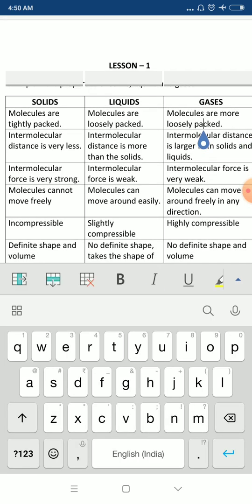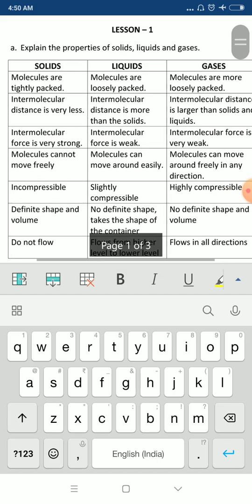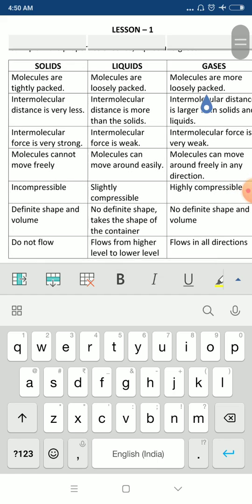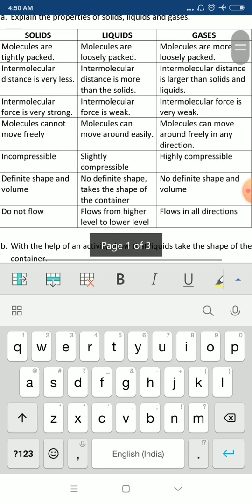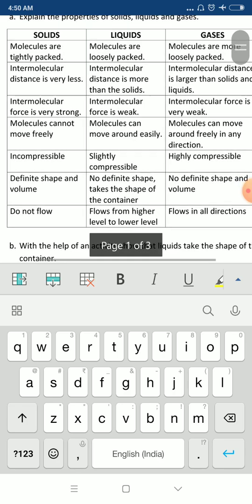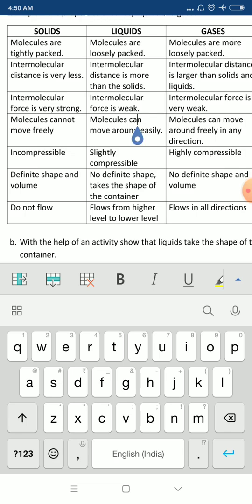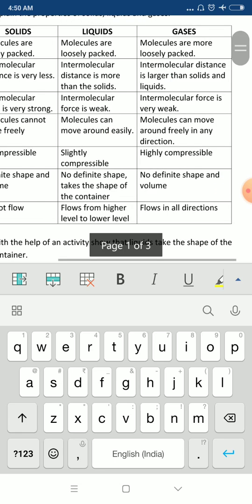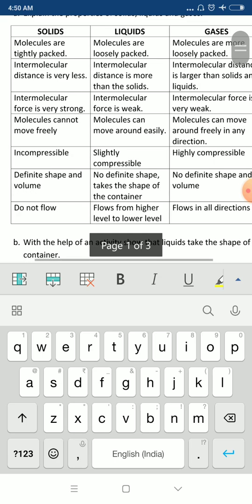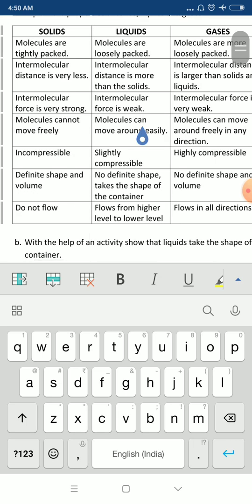Then coming to the intermolecular distance. Intermolecular distance is less in solids, it is more than solids in the liquids, and it is larger in gases. What about the force? The intermolecular force is strong in solids, weak in the liquids, and very weak in the gases. So the molecules cannot move freely in the solid, whereas the molecules can move freely around in the liquids, and in gases they are free to move in any direction.